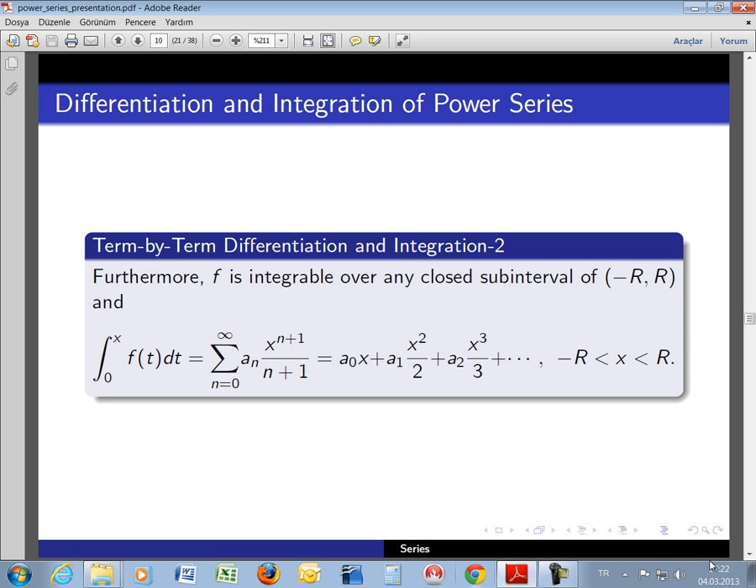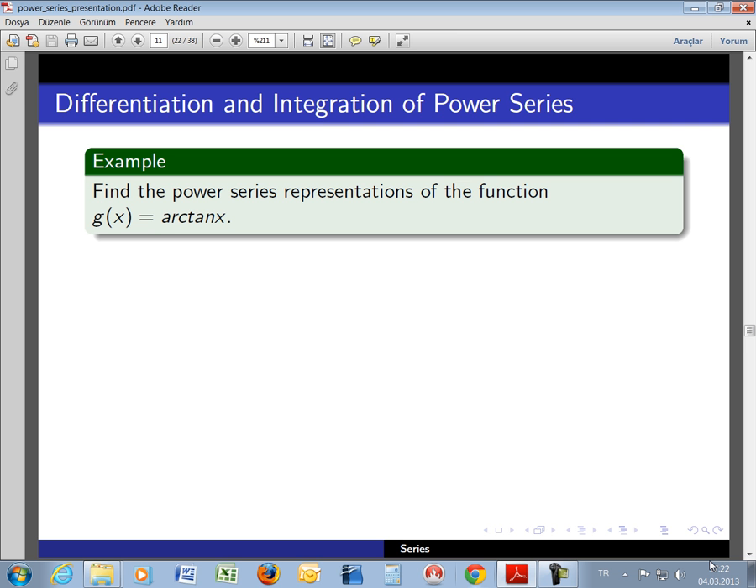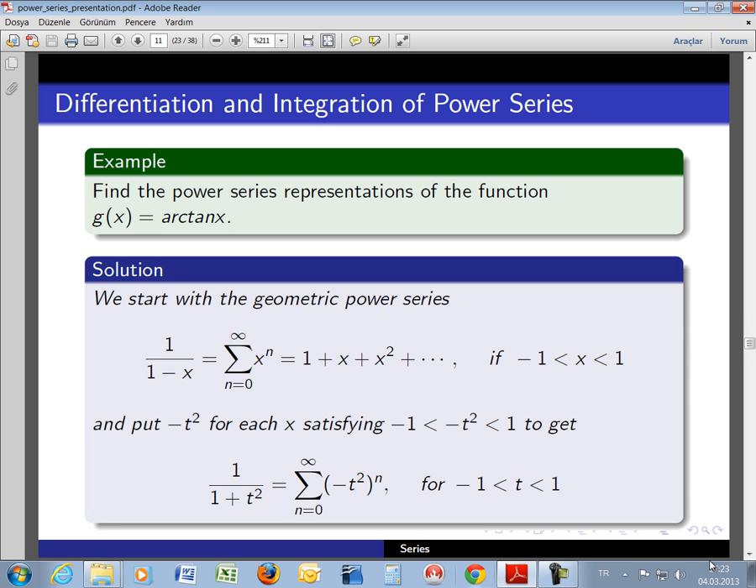This means that using differentiation and integration, we can find power series representations of some functions. If we consider the example, it says: find the power series representation of arctangent x. In this case, first we start with the geometric power series, which equals the ratio 1 over 1 minus x for every x in the interval (-1, 1).